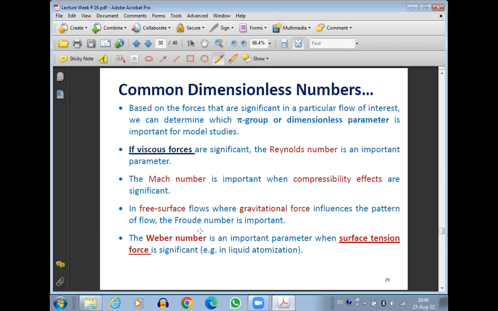Now the point for you to memorize for short questions is, since you have been using Reynolds number, where is Reynolds number used? Reynolds number is used whenever viscous forces are involved. If you have a flow where viscous forces are involved, where viscosity is there, Reynolds number is a must. So for flow with viscous forces, Reynolds number is used.